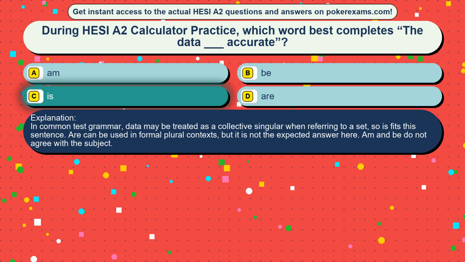In common test grammar, data may be treated as a collective singular when referring to a set, so is fits this sentence. Are can be used in formal plural contexts, but it is not the expected answer here. A and B do not agree with the subject.